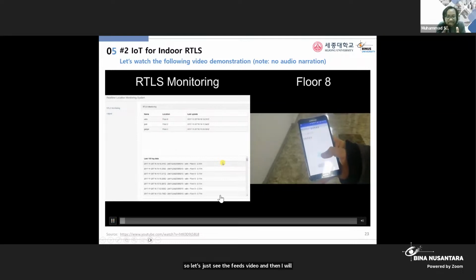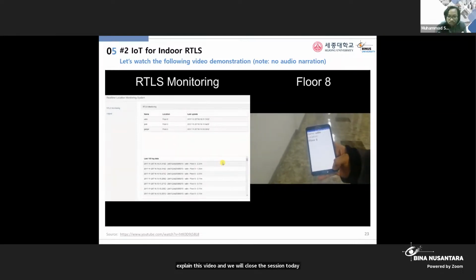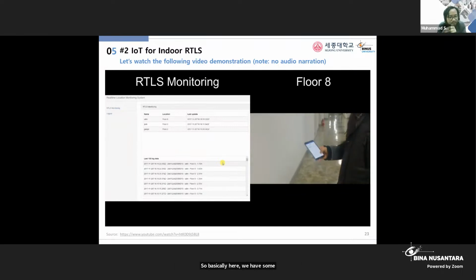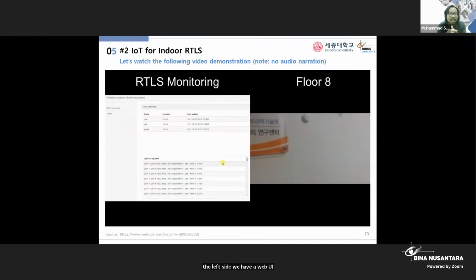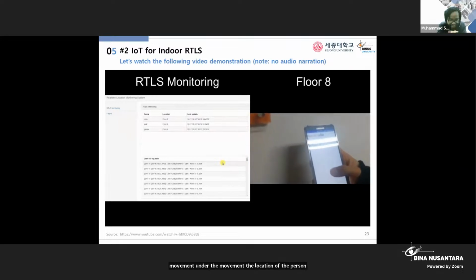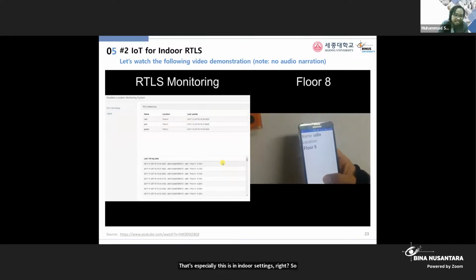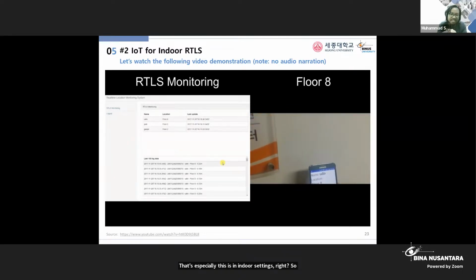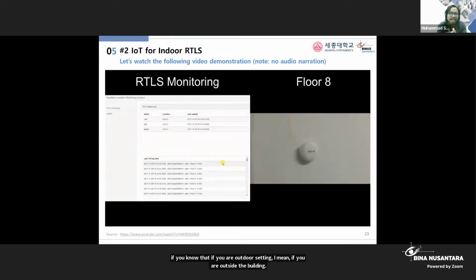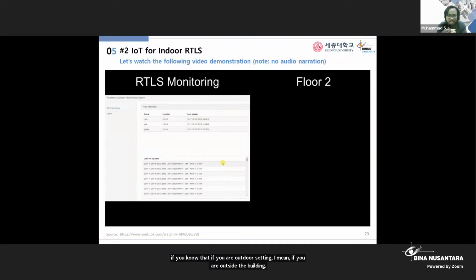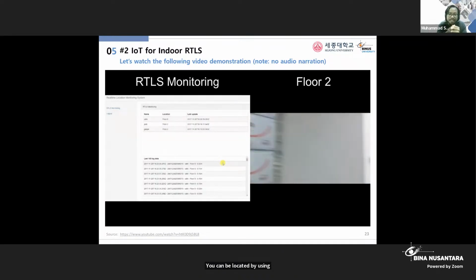So basically here we have a video demonstration. On the left side, we have a web UI that can monitor the location of the person in real time, especially in indoor settings, right? If you are outdoors, outside the building, you can be located by using GPS, the global positioning system installed in your smartphone.